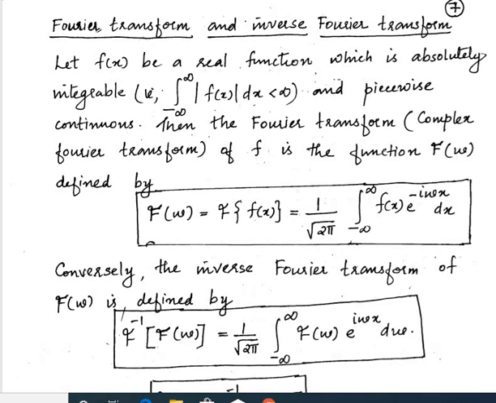That is, let f of x be a real function which is absolutely integrable and piecewise continuous. Then the Fourier transform, or complex Fourier transform, of f of x is a function f of omega defined by f of omega equal to 1 by root 2 pi integral minus infinity to plus infinity f of x e raised to minus i omega x dx.